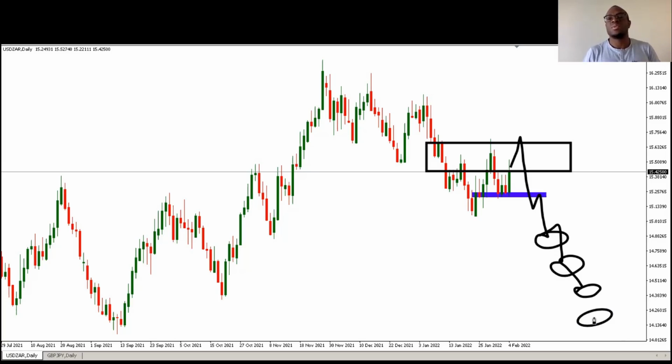So these are the scenarios that we'll be expecting on the rand pair. That being said, guys, these are the scenarios that I had for the two pairs.